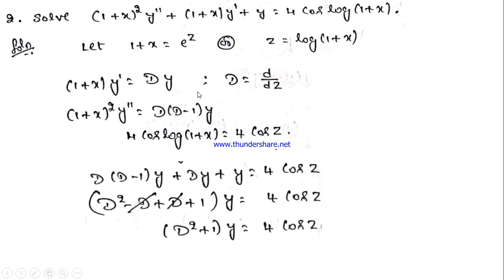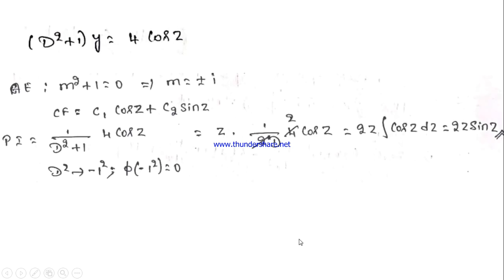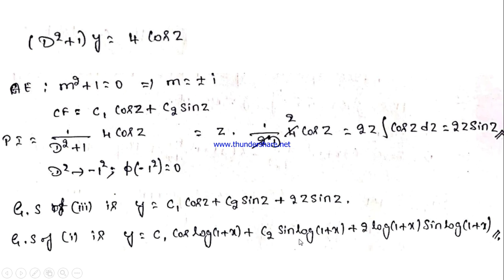As a result, your differential equation is converted into (D square plus 1)y equal to 4 cos z. Now solve this equation. And you know how to solve this equation. You can write the complementary function, particular integral, and substitute everything back in the general solution as y equal to CF plus PI. And by using z equal to log of 1 plus x, you have the general solution of the given equation as this.